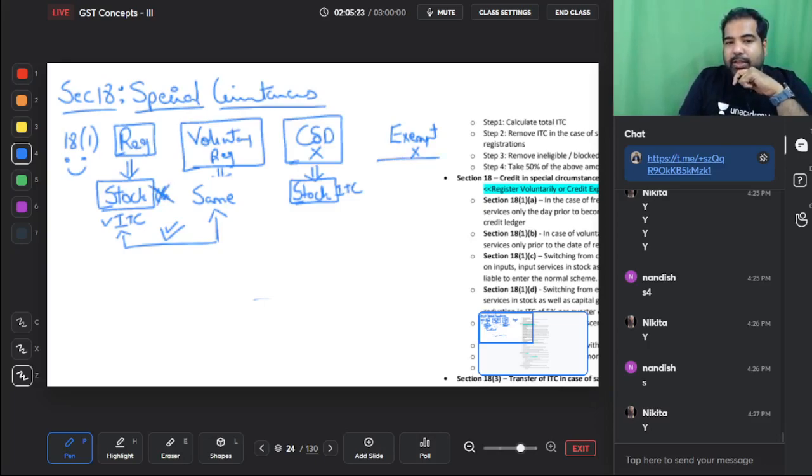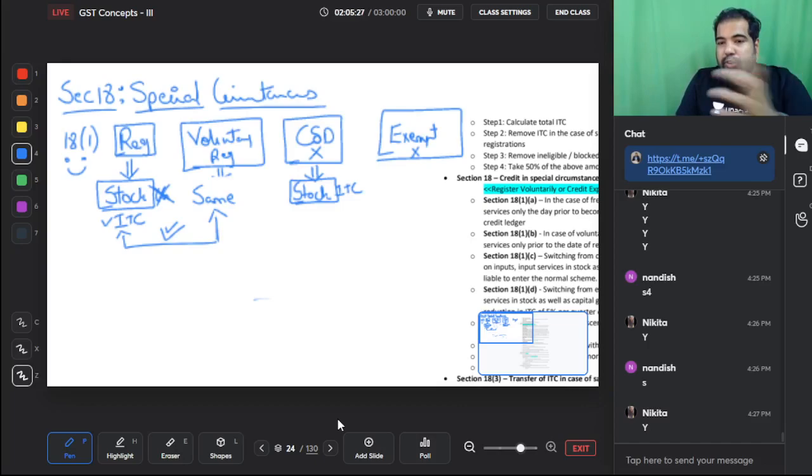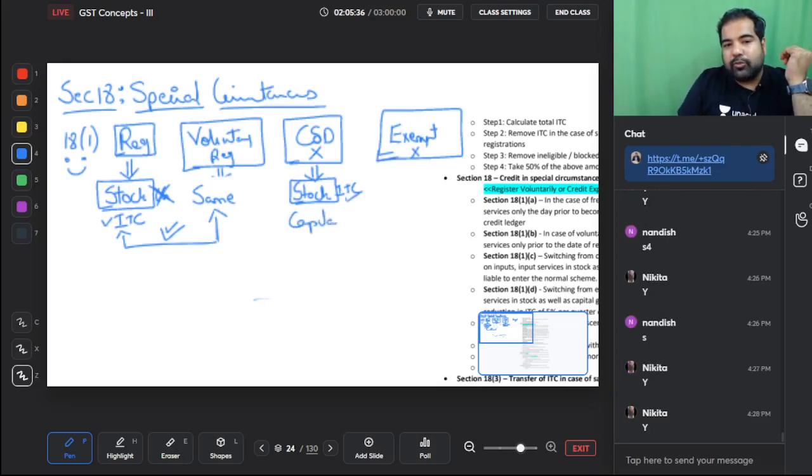But in these two cases, because you were already registered, now you're just changing the mode. Now you're getting your supplies to be taxable. On the stock, obviously you will get ITC, but on the capital goods also that you've bought. Let's say you bought a truck for your business, that is a capital good. Yes, even on that you will get ITC. Yes, but there's a small condition.